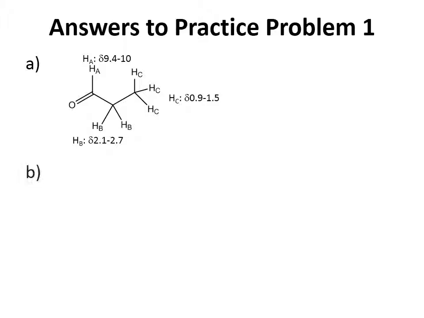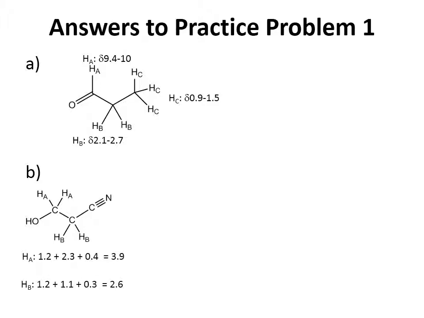In Part B, when you calculate the chemical shifts, you're going to be working with CH2 in both cases. So in HA, you start with 1.2 plus 2.3, which is for the alpha group of OH, plus 0.4, which is for the beta group of CN or cyano. That gives you an estimated chemical shift of 3.9. For HB, again, we start with 1.2, but this time the alpha group is the cyano group, so that's 1.1, plus 0.3 for the beta hydroxy group, giving an estimated chemical shift of 2.6.